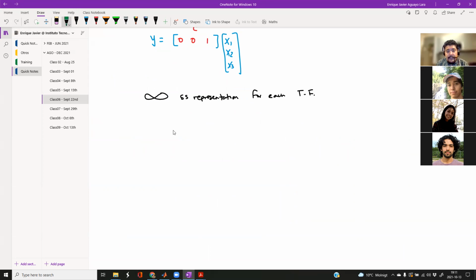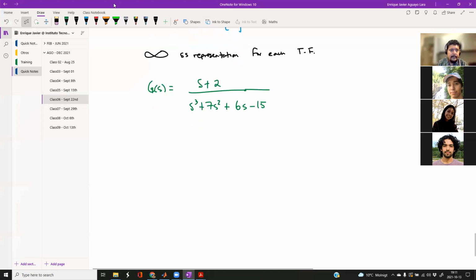Okay, so what I will do is I will take a transfer function, for instance. Let's say that it is G of s equal to s plus 2 divided by s cubed plus 7s squared plus 6s minus 15. Is this stable or unstable? Unstable. We have a negative in here, okay, Routh-Hurwitz. So yes, it is unstable.